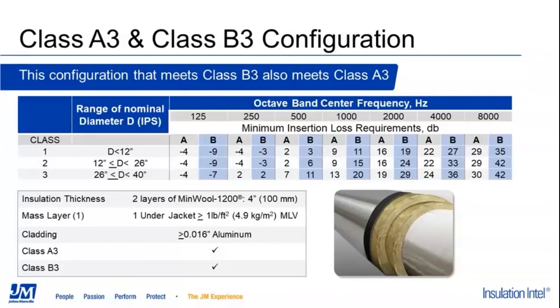Our Class A3, B3 system is, as you can see in the picture on the bottom right, 2 layers of 2-inch thick Manville 1200 pipe insulation, a single 1 pound per square foot layer of mass-loaded vinyl, and then an aluminum cladding on the outside of the mass-loaded vinyl of a 0.016-inch thickness or greater, but we did achieve it at a 0.016-inch thickness, excuse me. So this does meet the requirements of the A3, B3 system, and so can be applied for either of those.